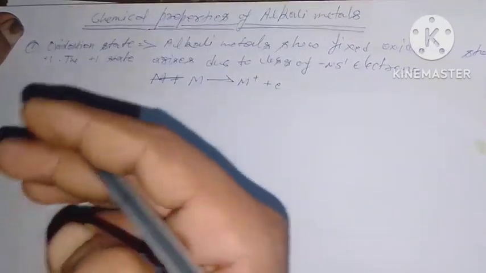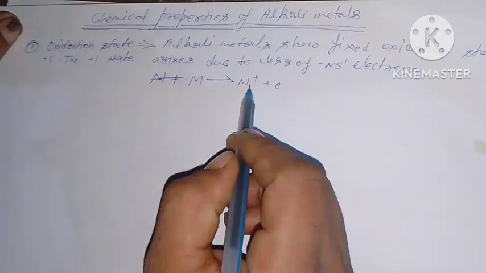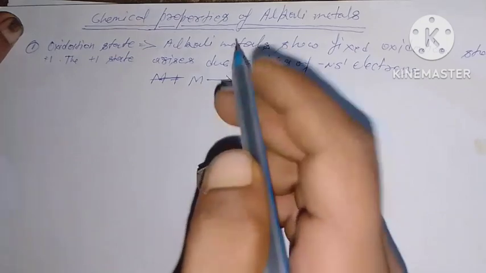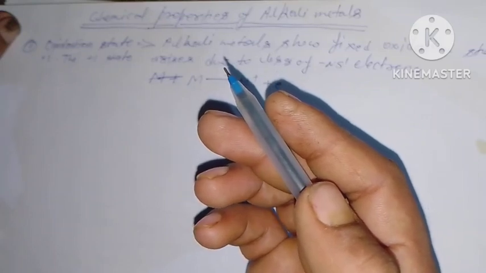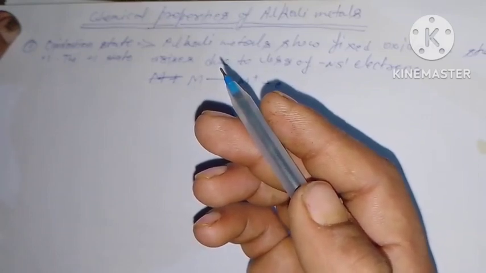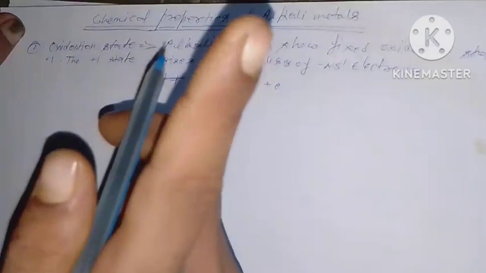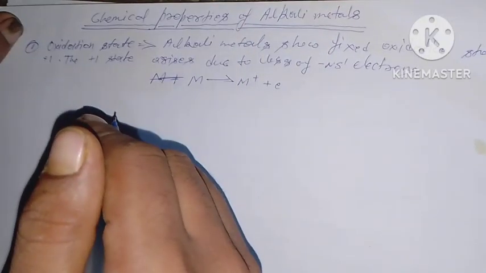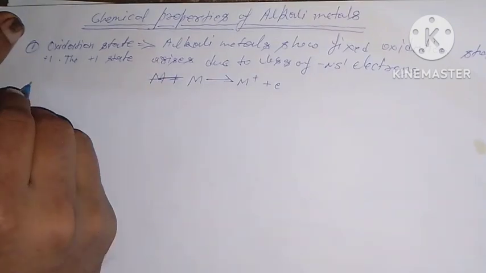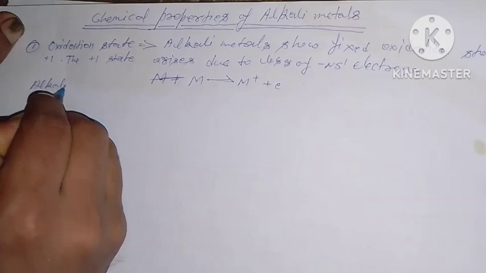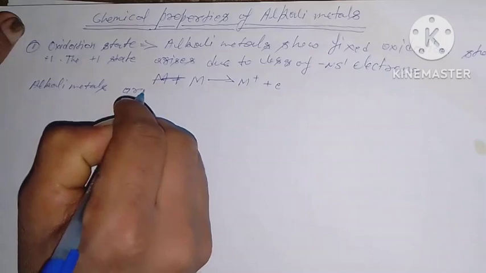The outer electronic configuration of M+ is ns2 np6, so 1s2 in the case of lithium ion, and so the second ionization potential is very high, and consequently alkali metals do not show a +2 oxidation state. This is why alkali metals are monovalent.